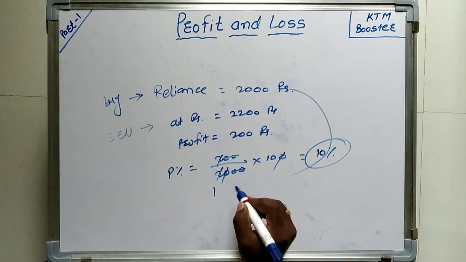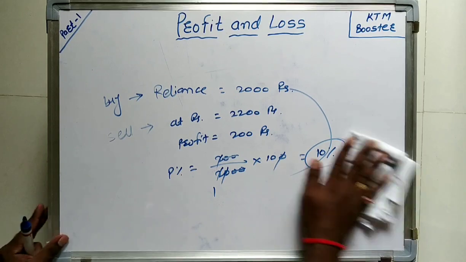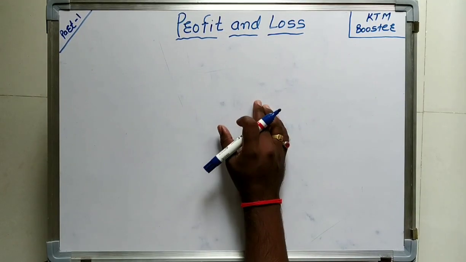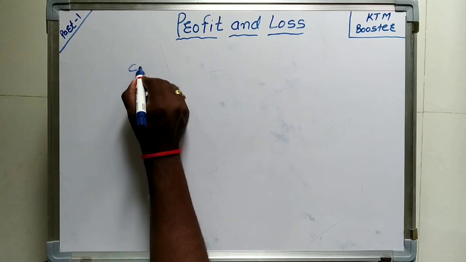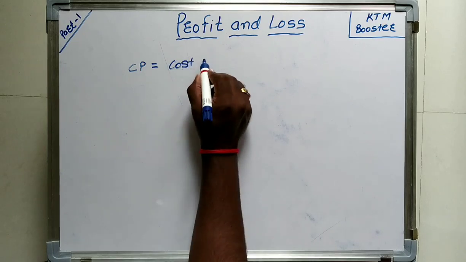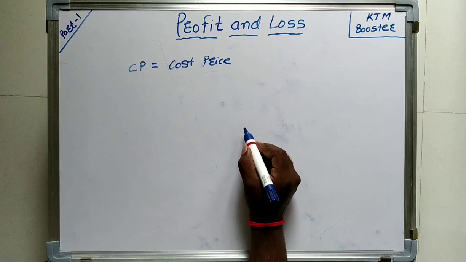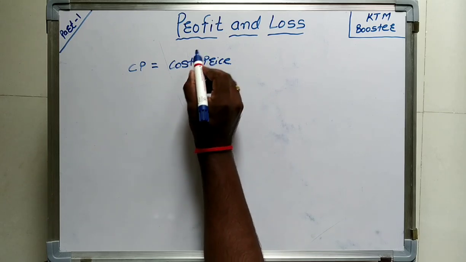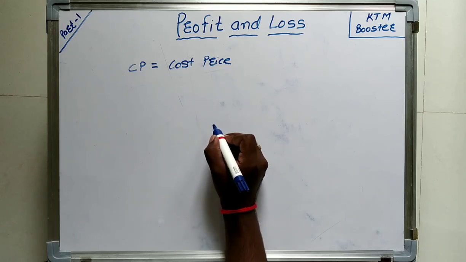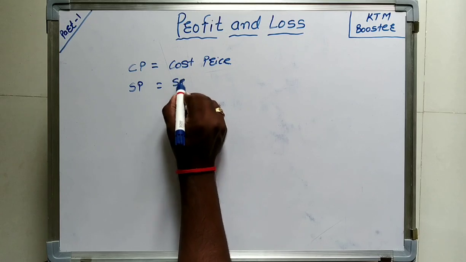In this way we are going to solve the problems. First of all we will see the basics regarding profit and loss, the basic terminologies behind profit and loss, that is CP. What is CP? That is cost price. I am giving you important trick for calculation of the answer for the profit and loss. Please see question number 3 and 4. SP, that is selling price.